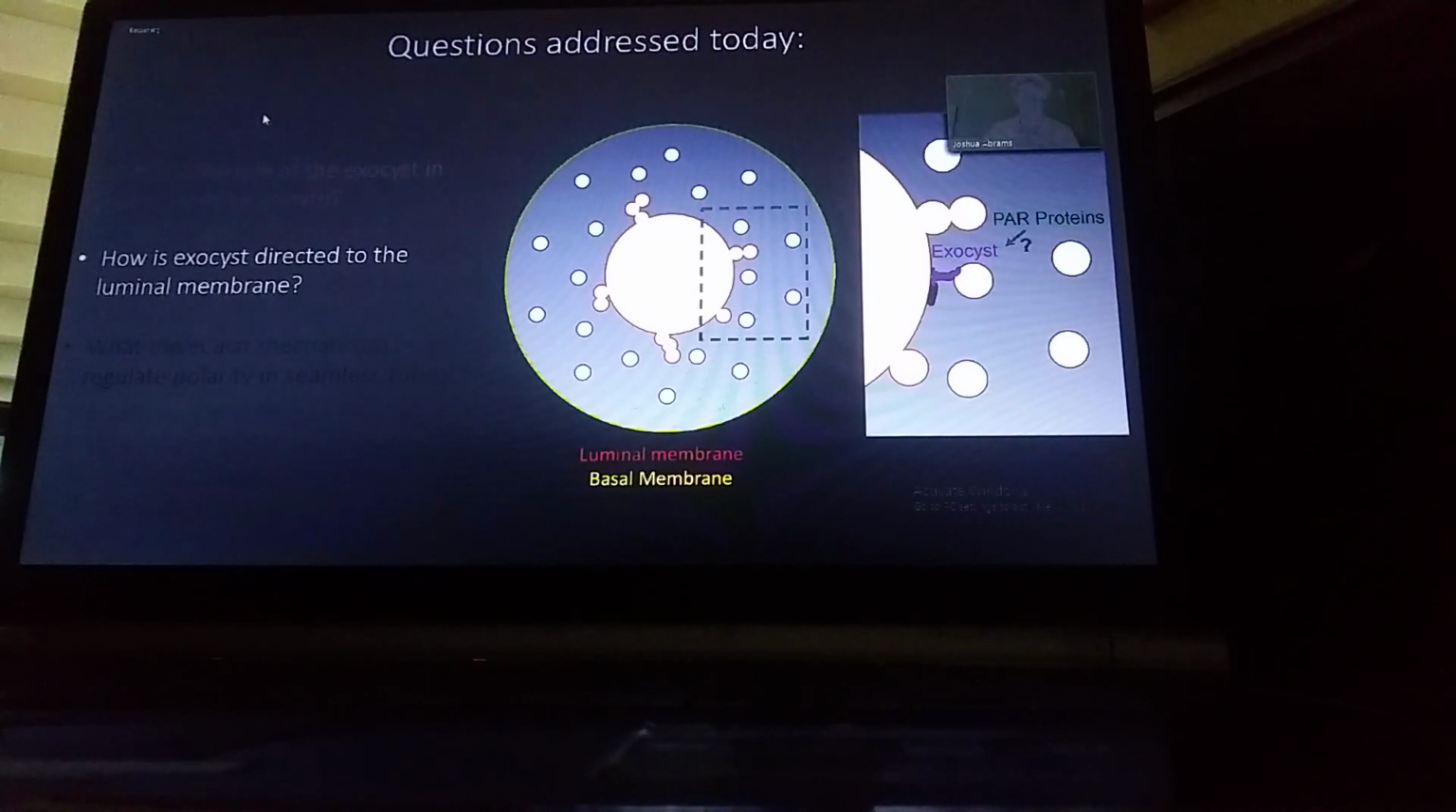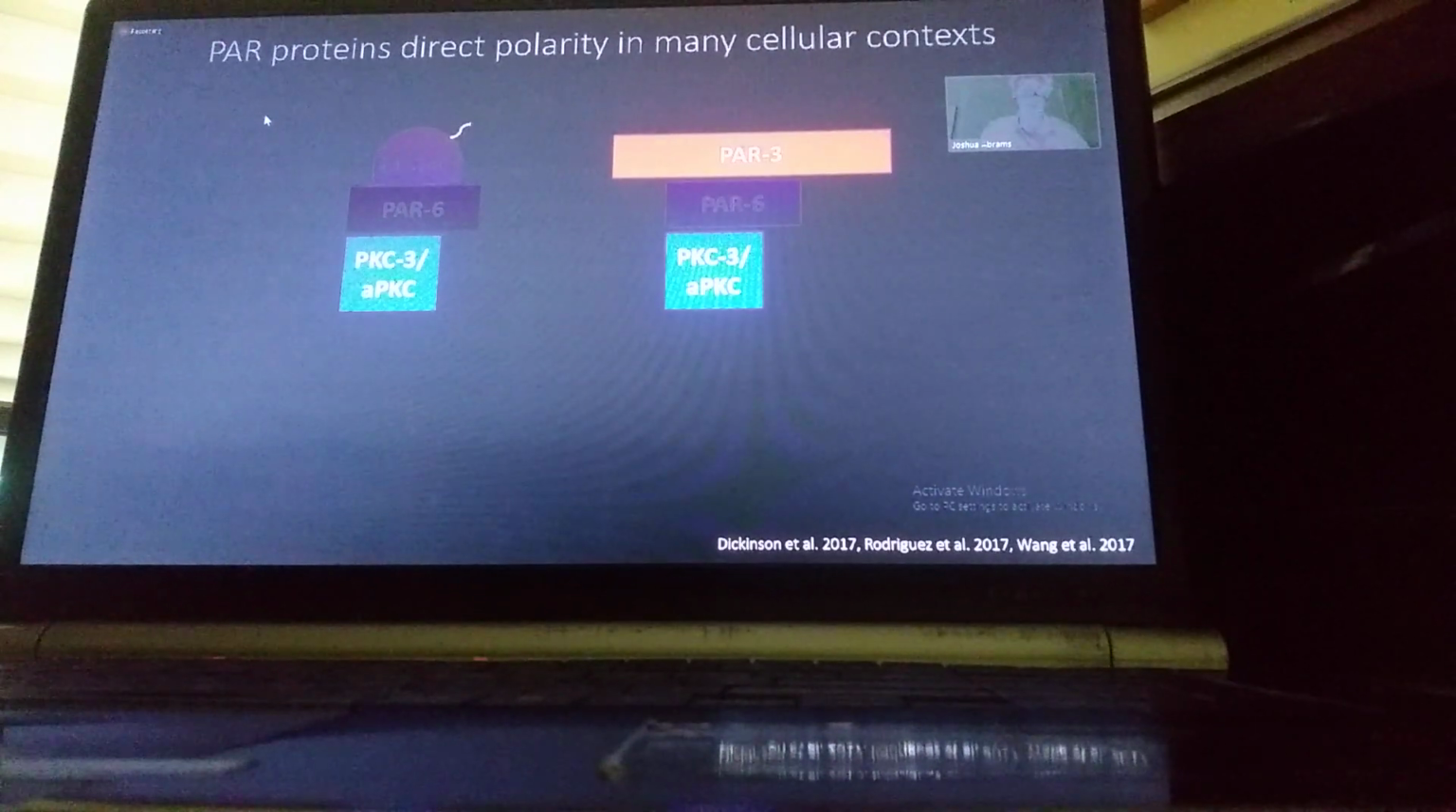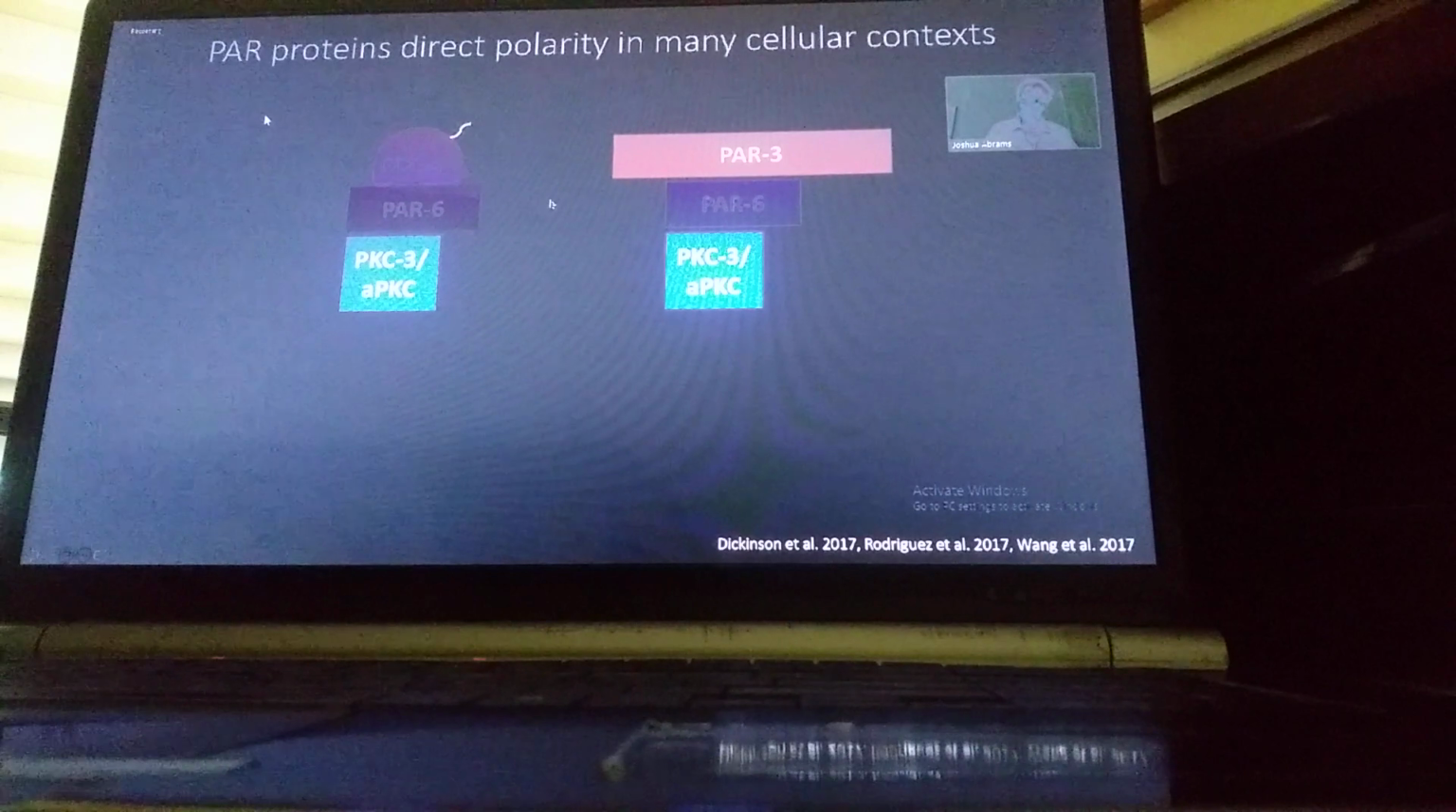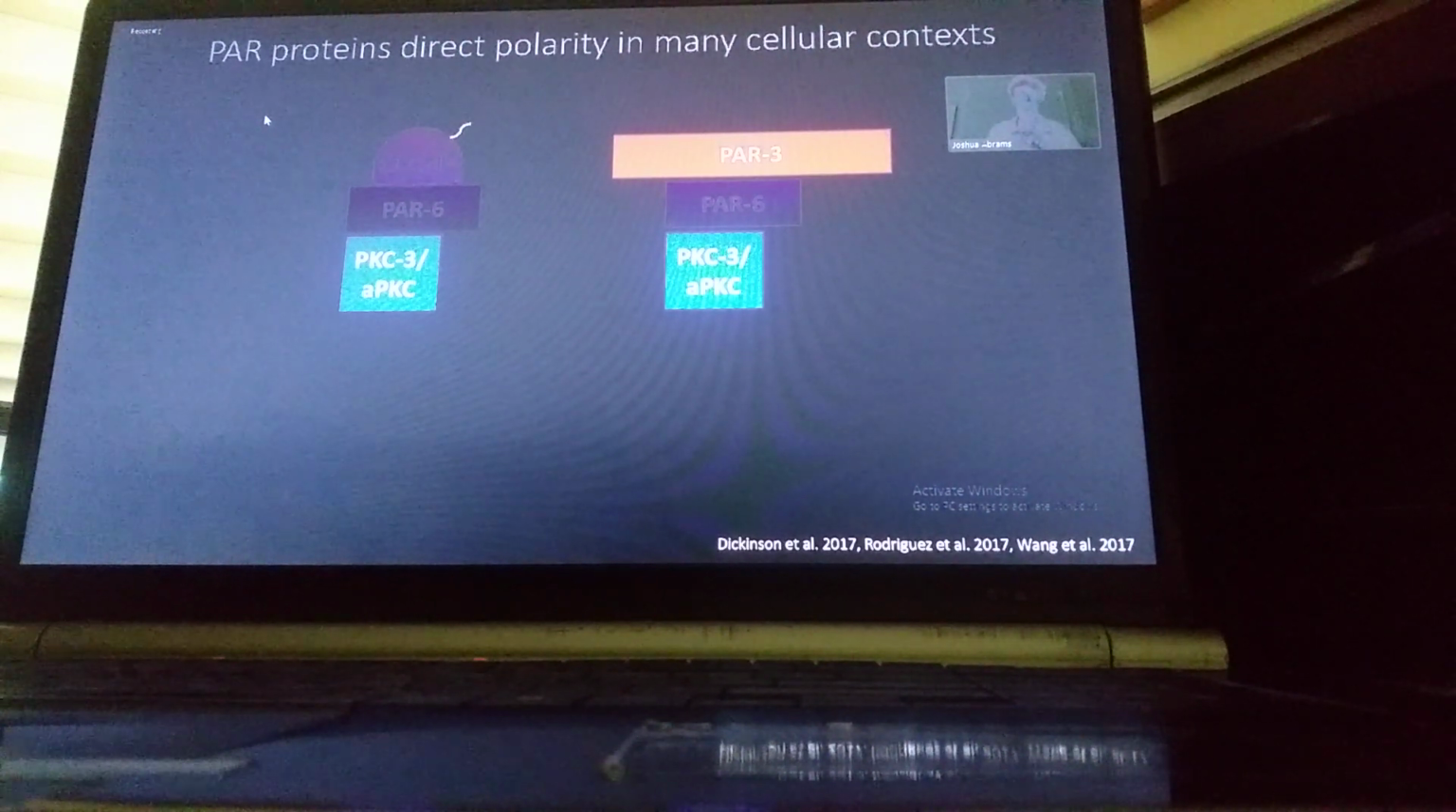So Nelio gave a really nice introduction on the PAR complex, and I'll just briefly point out some of the players I'll be referring to. So the reason we decided to look at the PAR complex, I should say, is because of its highly conserved role in cell polarity in many different organisms and cellular contexts, and we thought maybe in the canal cell it was also key for polarizing the tissue.